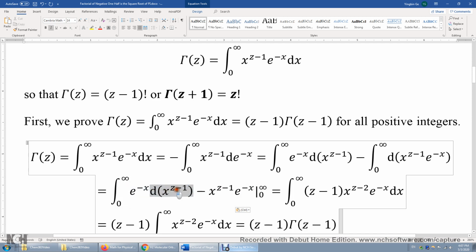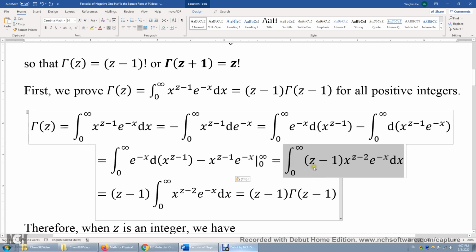And then we can take the first derivative of x to the power of z minus 1. It's z minus 1 times x to the power of z minus 2. So it's here. And then don't forget about dx. We just need to look at this one. Because z minus 1 does not depend on x, I just take it out from the integral. And then look at this integral. This integral is similar to this one. The only difference is this z is replaced by z minus 1. Therefore, z minus 1 is replaced with z minus 2. Therefore, this integral is simply the gamma function of z minus 1.